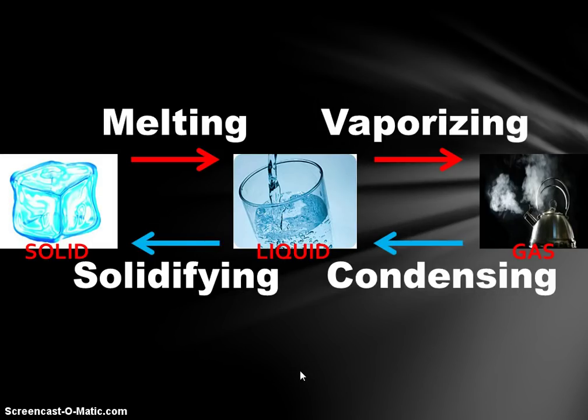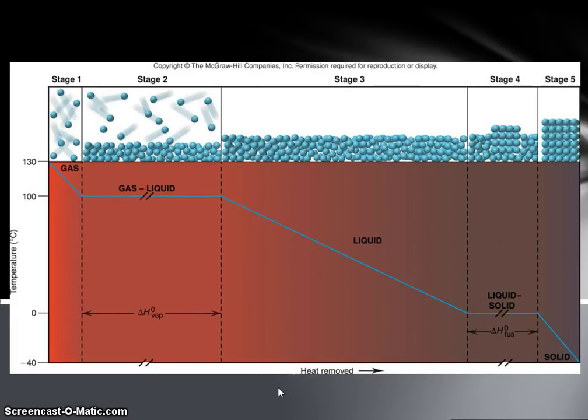Alright, make sure you get this all down. Make sure you have the correct color coding in there. I'm going to show you a chart that's not in your notes, but that's something you're going to need to understand. Okay? This is a phase change chart.